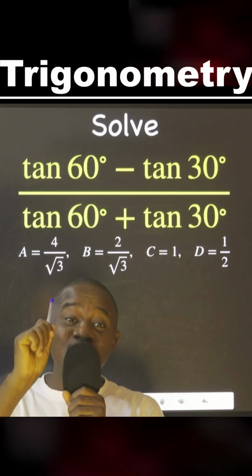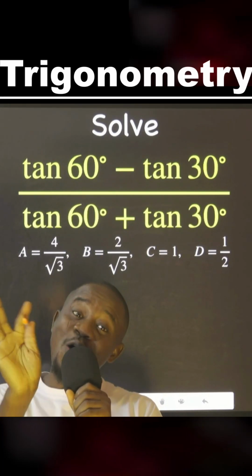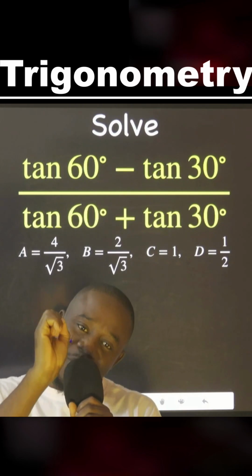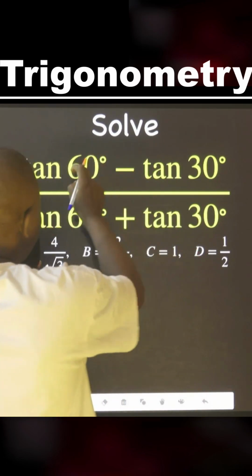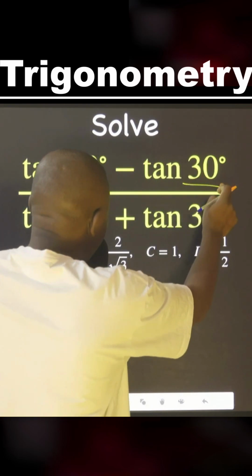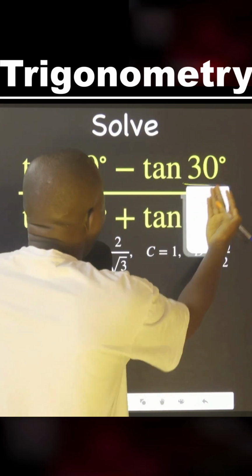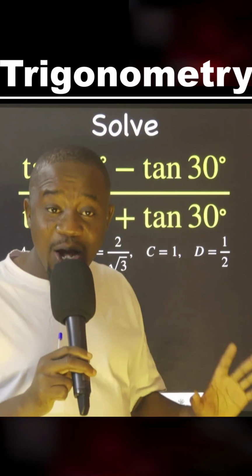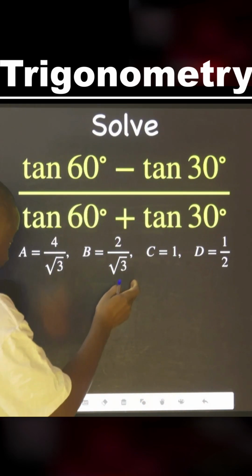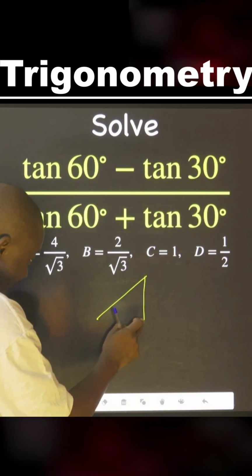Look at this. We are out to solve this. Don't worry, okay? I'm going to make it simple for you. Look at this: 60, 30, 60, 30. Wow, I'm so happy because these are special angles. All I need to do is just remember the diagram.